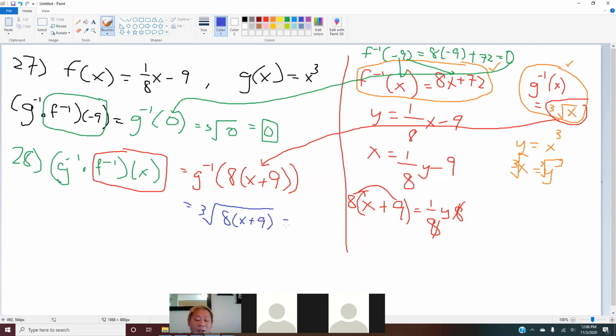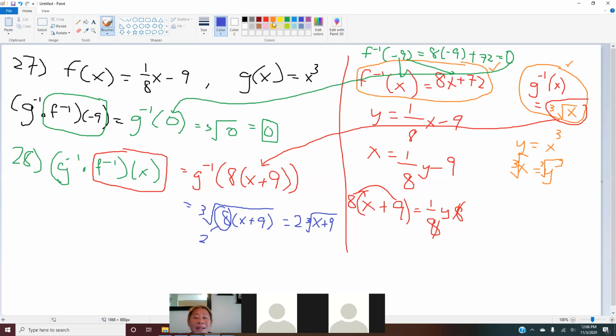And the reason why I factor out the 8 early on is because 8 is a perfect cube of 2. So your answer in this case will be 2 cube root of x plus 9. So this is how we do question number 28.